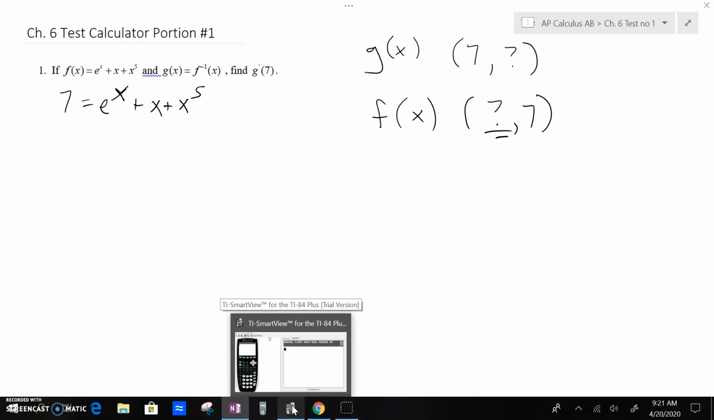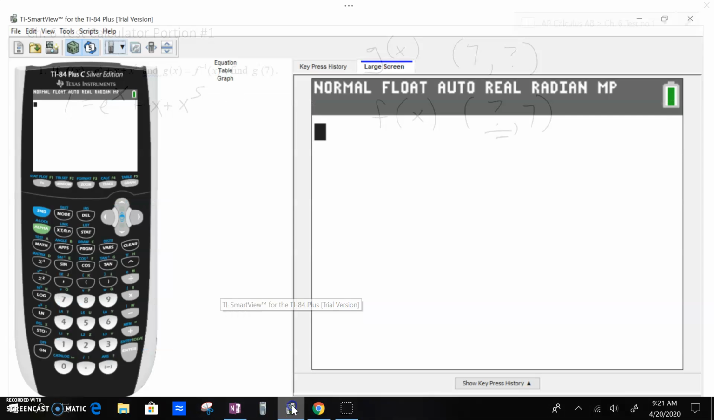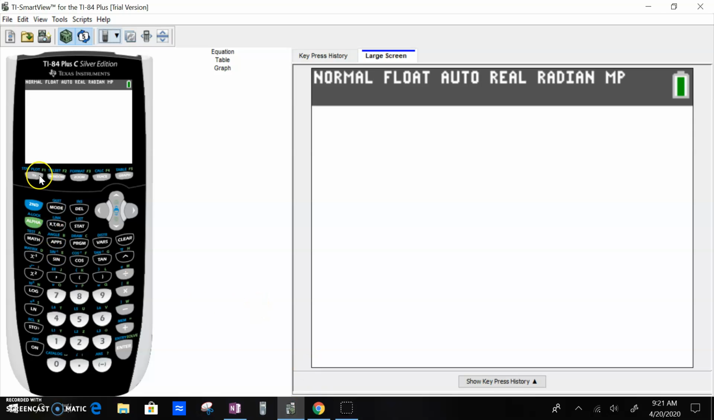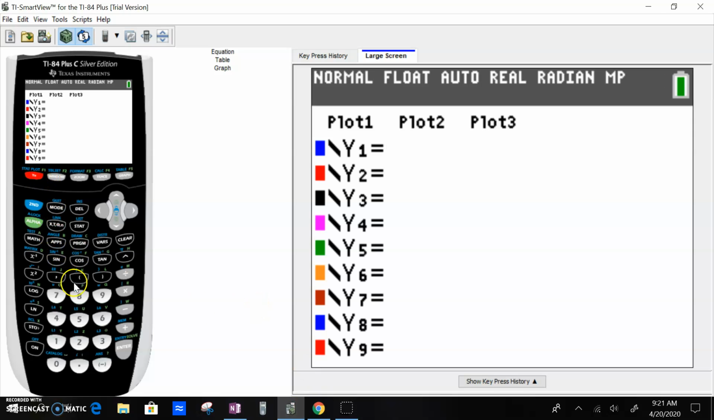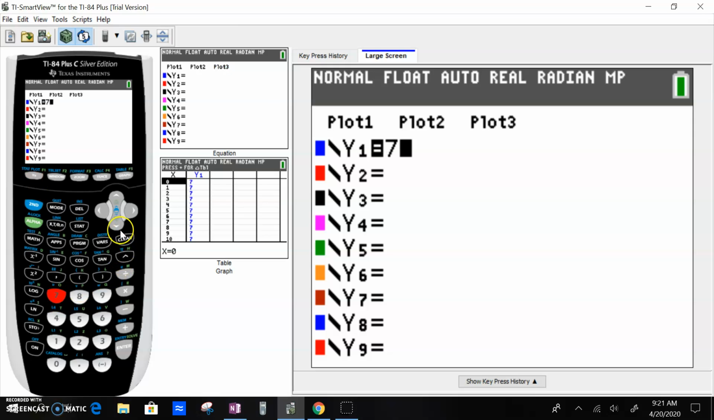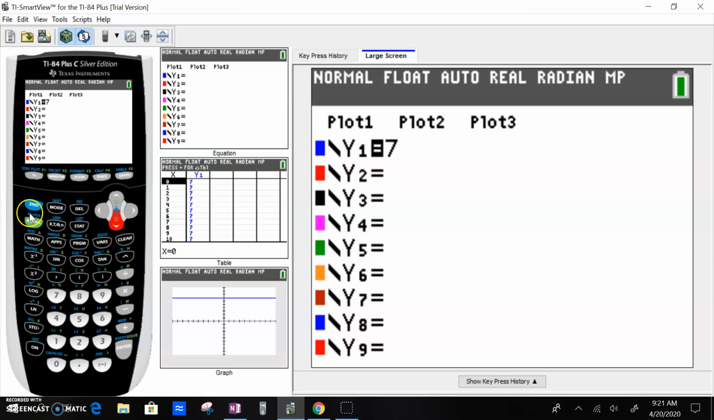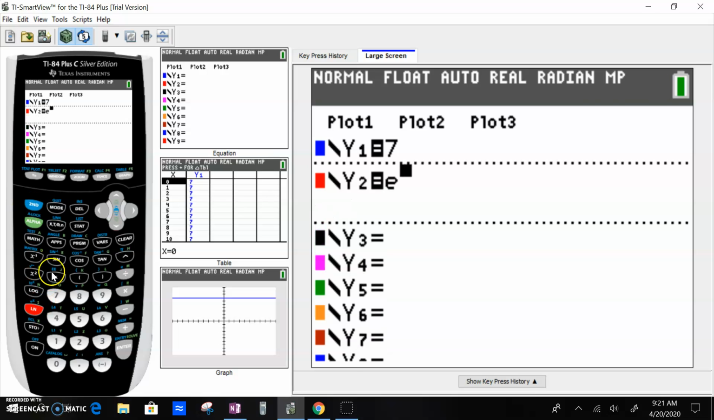And to do that, I'm going to go over to a calculator simulator I've got, and I'm going to go to y equals, and I'm going to graph 7. That's the left-hand side of the equation. And then I'm going to graph, let's see, it's a little clunky to use this, but let's go e to the x. I'll just put an x in there. So we've got e to the x. And then we're going to add x, plus x to the fifth. And there's my fifth. And then what I want to know is where these two things intersect.